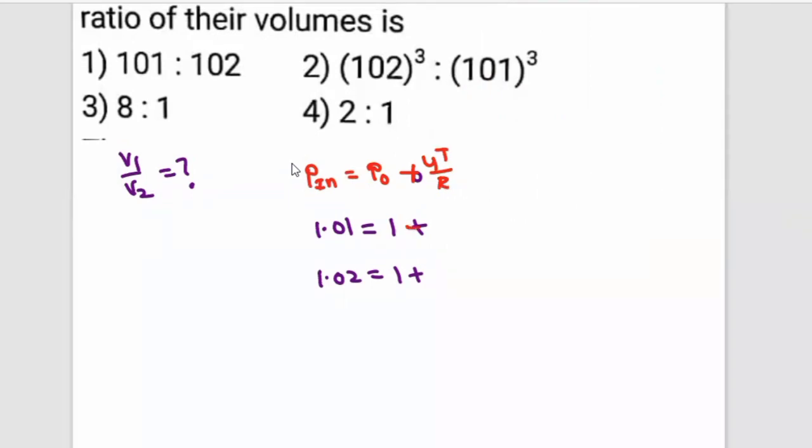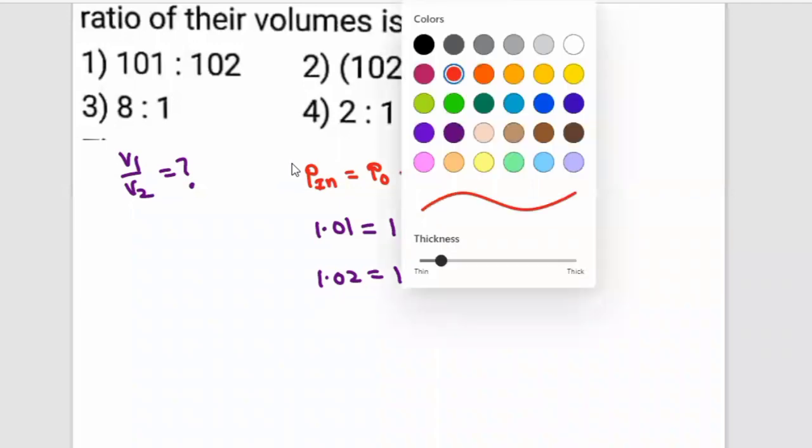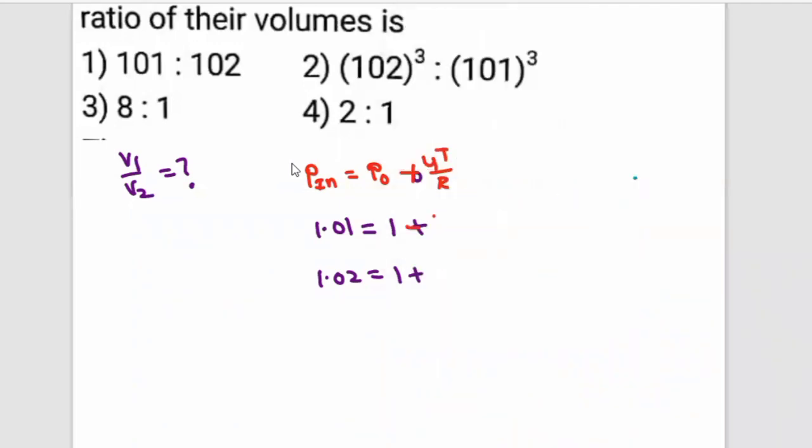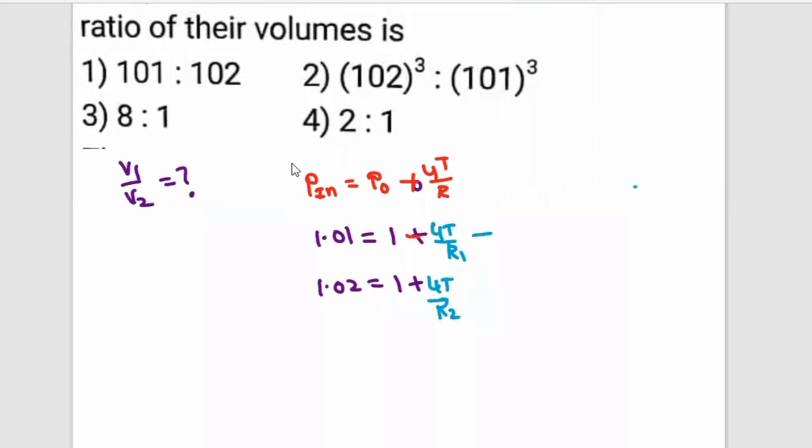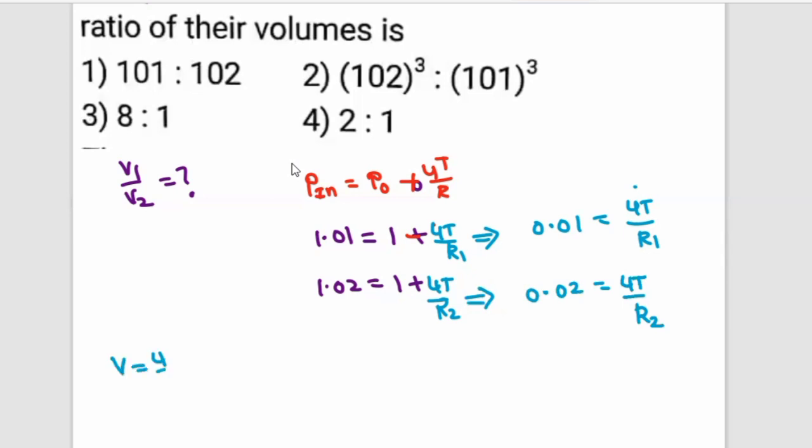So 1.01 equals 1 plus 4T by R1, and the second one, 1.02 is equal to 1 plus 4T divided by R2. We know the relation volume is equal to 4/3 pi R cube.